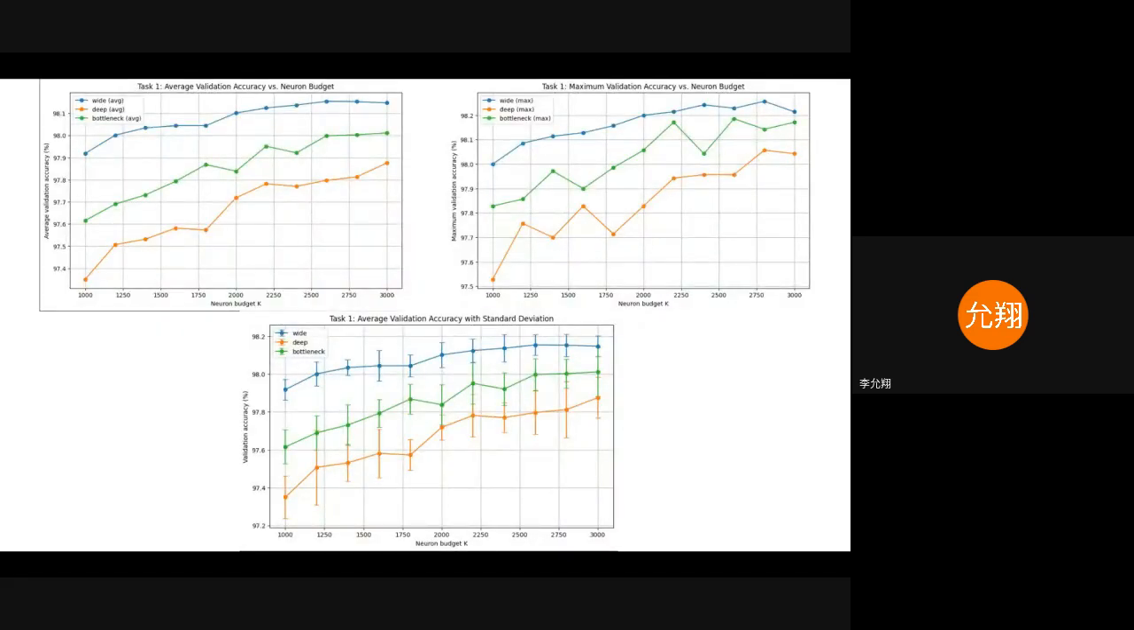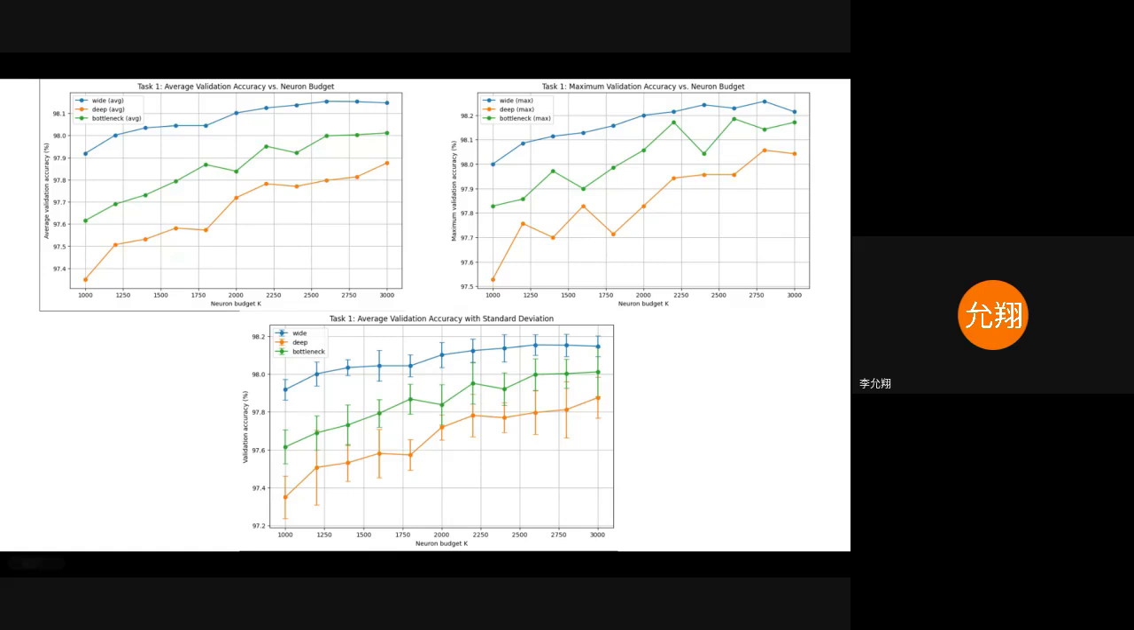And here are some of the results. As you can see, the first figure shows the average validation accuracy versus the neuron budgets. And you can see that as the budget increases, all 3 architecture families improve overall. And we observed that when the neuron budget increases to around 3,000, the performance does not continue to improve, and in some cases even slightly decreases. So maybe this can be explained by diminishing returns. You can see that here at 3,000 it slightly decreases. Since MNIST is a relatively simple data set, the model already has sufficient capacity at smaller budgets. So maybe adding more neurons does not significantly improve performance.